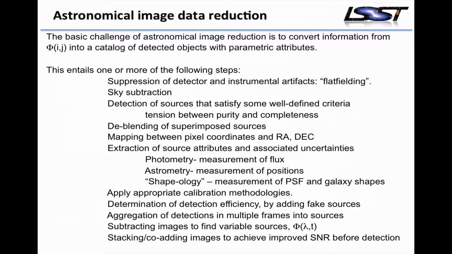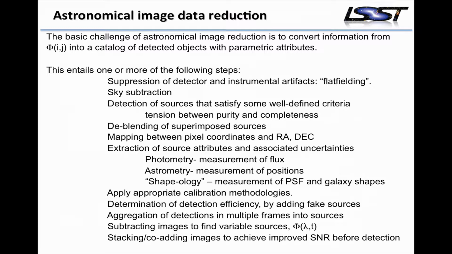Then, using some well-defined detection criteria, after doing some kind of optimal spatial filtering, you go through the process of detecting sources. That detection step, essentially what parameters you choose depends on the tension between two things. If you want to generate a catalog of sources that is pure, in the sense that there are no false detections, you'd set the detection threshold very high and apply very stringent conditions. The downside of that is that you're losing faint sources that are down near the detection floor.